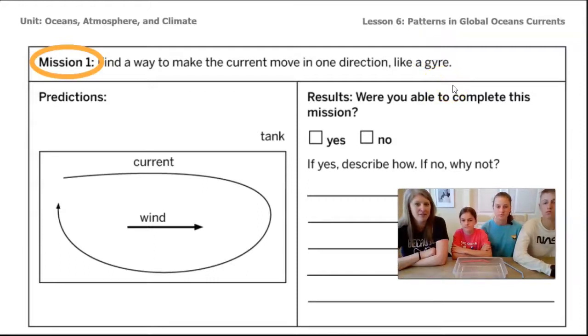So that's what we're going to try to do. The predictions that we drew beforehand, and this is just an example prediction, is that if we blow wind across the middle of the container, then we could create a current in the shape of a gyre. Okay, so do you want to try that? And then we'll see if we have to adjust our predictions as we go.